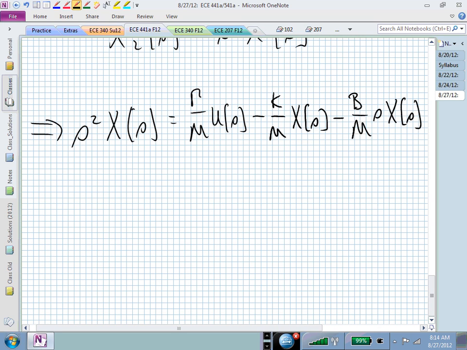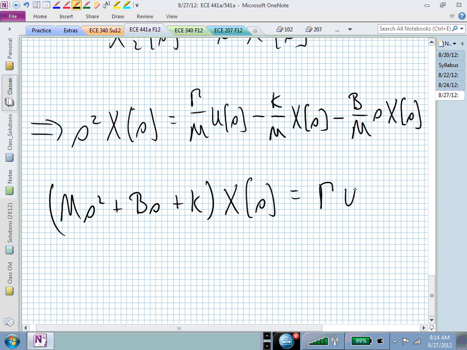All right, so where are we? We're trying to solve this equation. If I first multiply through by M and then pull all the X's onto the left side, I end up with M S squared plus B times S plus K, all times capital X of S, and that's equal to gamma U of S.